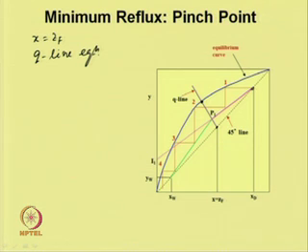This is the rectifying section distillate condition. The distillate composition XD is known to us, and another point, XW, is also known to us. Let us consider R1 is the reflux ratio.